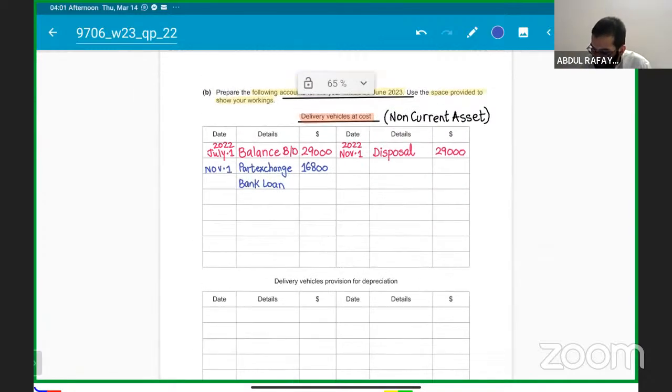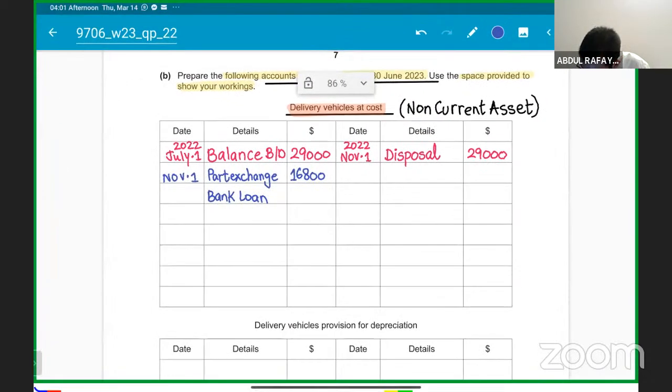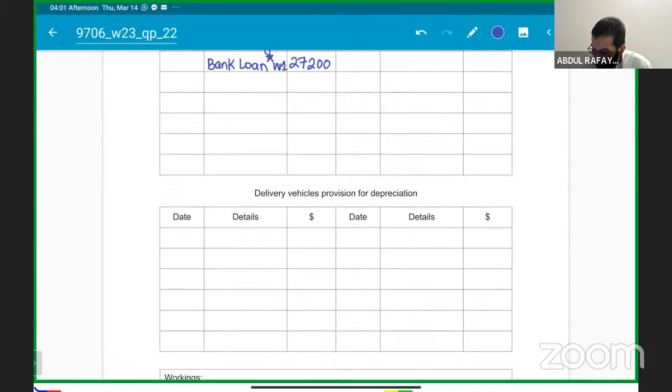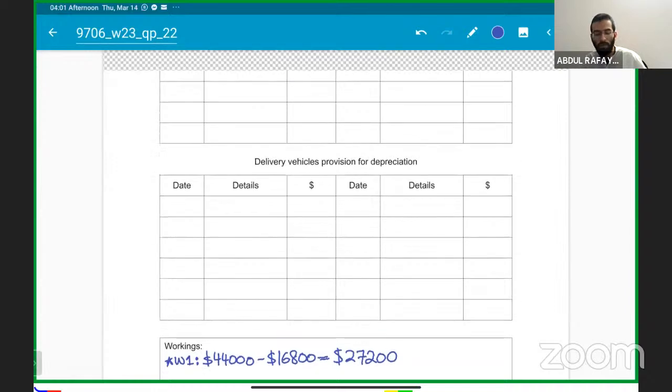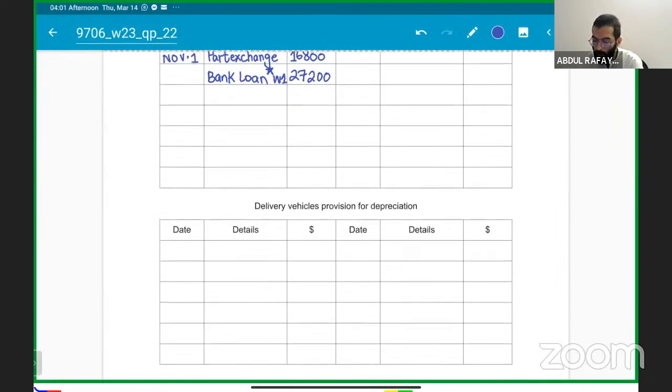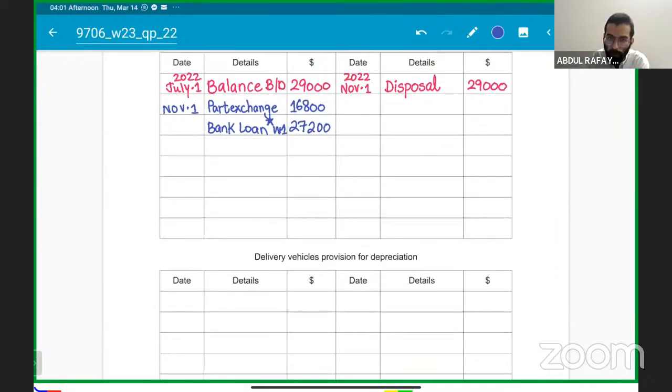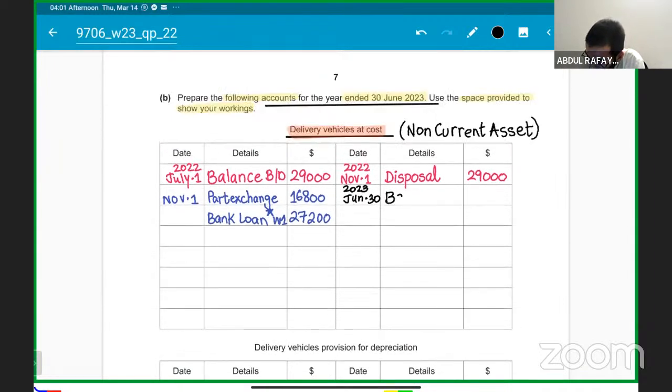There are almost 8 marks total. So 27,200 will be coming in, sir, from the bank loan, and you can say that this is working number one below. Understood? Got this clear? You will be awarded 3 to 4 marks, and then it's simple. You just balance out. Now at the end of the year, June 30, 2023, because it's a permanent account, you will have to close this balance carried down.